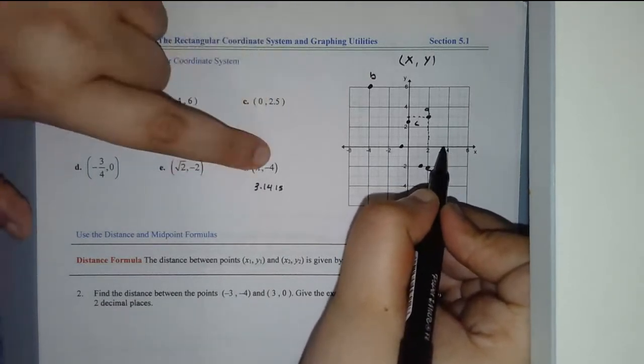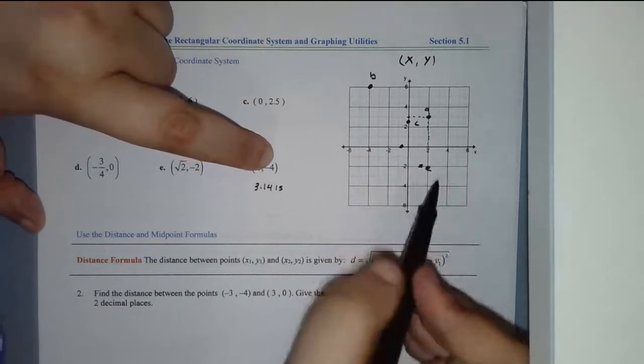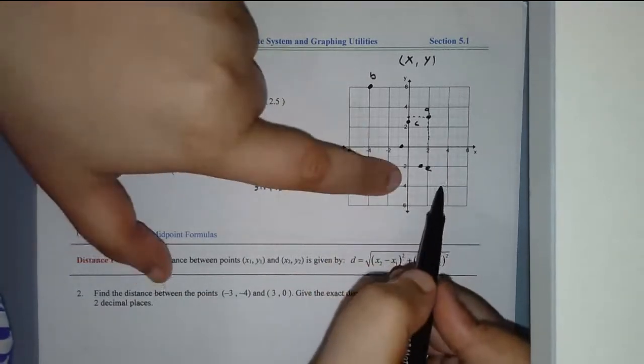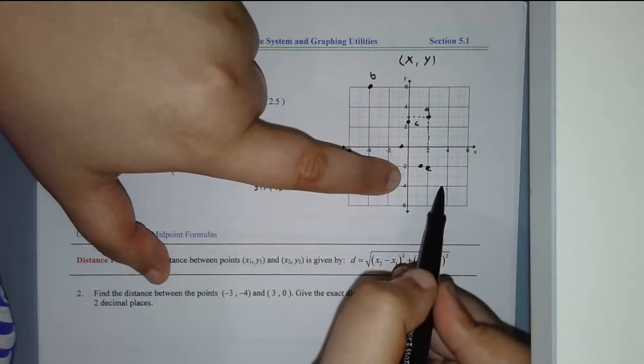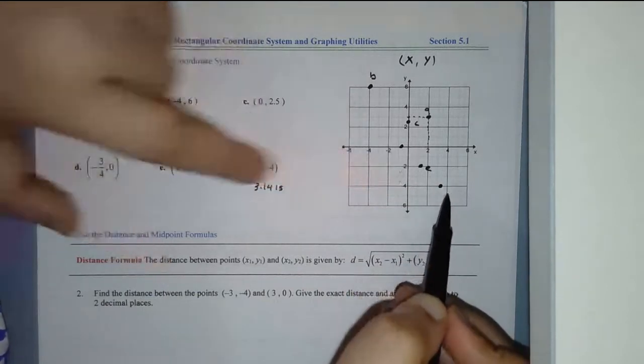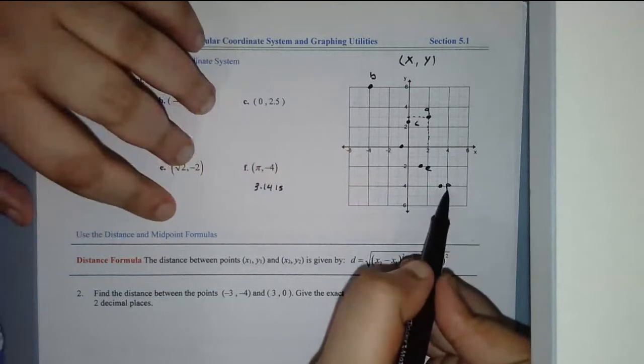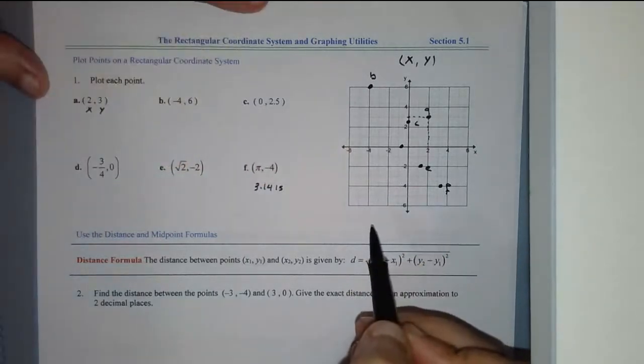Now for the y, we said -4. So I'm going to go below until we're lining up with the -4, which is right here. So between 3 and 4, and it's going to be here at the line of -4. So right here. That's my f. Ta-da! Done. Questions?